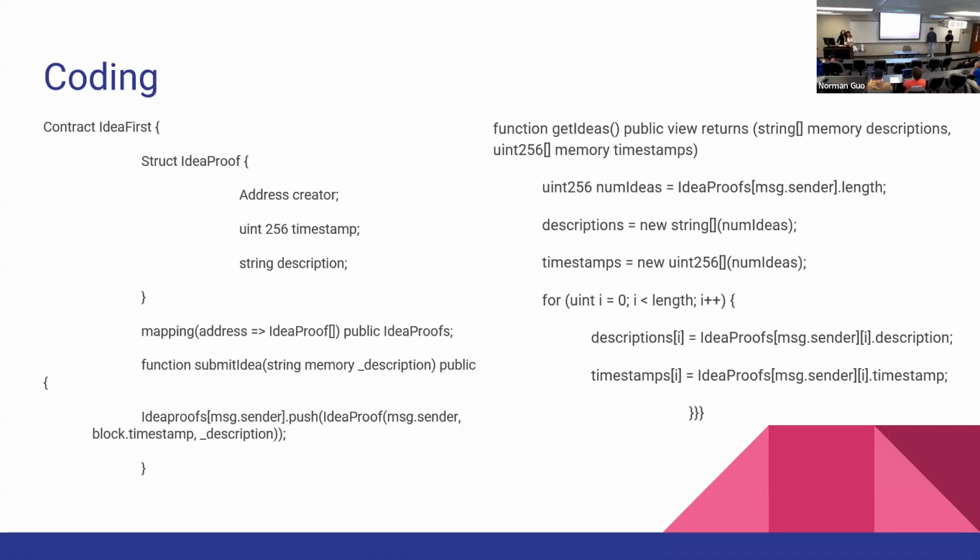Okay, so this is just an example of some of the coding in our project. So first you have the general smart contract, and then one function where you can upload your idea and it'll report things like your wallet address, timestamp, description. And then the other is you can look up a wallet, and then in return, you'll get all of the IPs associated with that wallet.